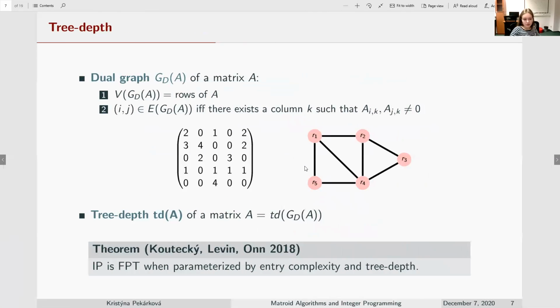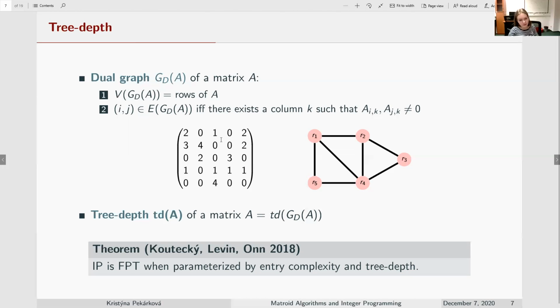So now we know what tree-depth is for graphs, but how is it related to integer programming, to constraint matrices of integer programming? To define tree-depth for a constraint matrix of integer programming, we first need to define the notion of a dual graph. The dual graph is a graph that we obtain from a matrix the following way. As the vertices, we take the rows of A. So for example, here for the matrix, we have 5 rows, so the graph will have 5 vertices. And 2 vertices i and j are connected by an edge in the dual graph if there exists a column such that the ith and jth entries are non-zero. So for example, here you can see that in the first column, the first, second, and fourth entries are non-zero. That means that in our graph, the vertices corresponding to the first row, second row, and fourth row will be connected by edges.